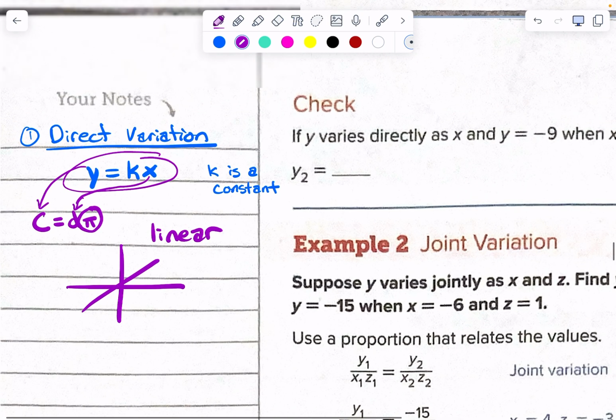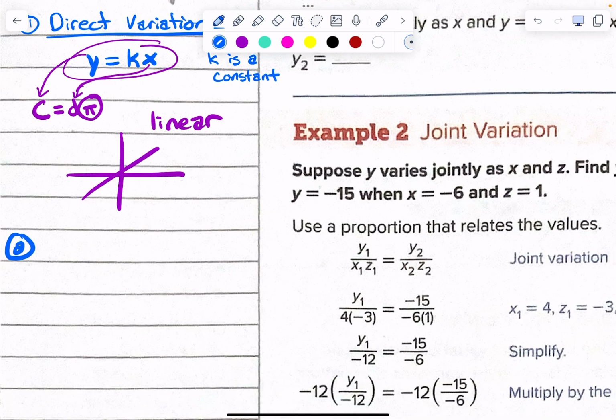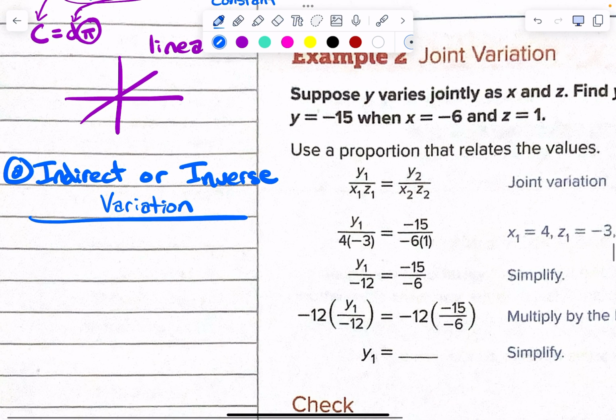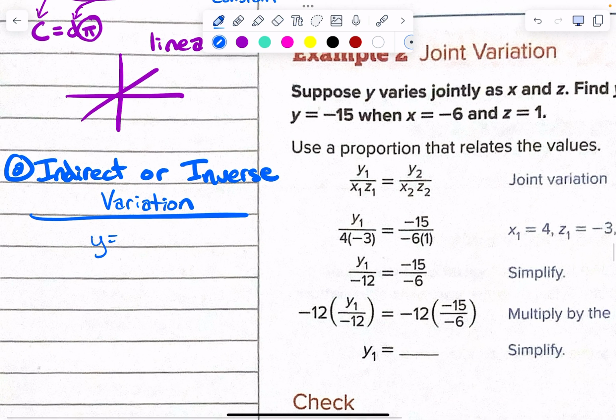Okay, that is direct variation. The second one is what we've been dealing with, which is called indirect or inverse variation. Some books call it indirect, some books call it inverse. They both mean the same thing. Indirect or inverse variation. And this looks like y equals k over x, like a constant divided by an x variable.